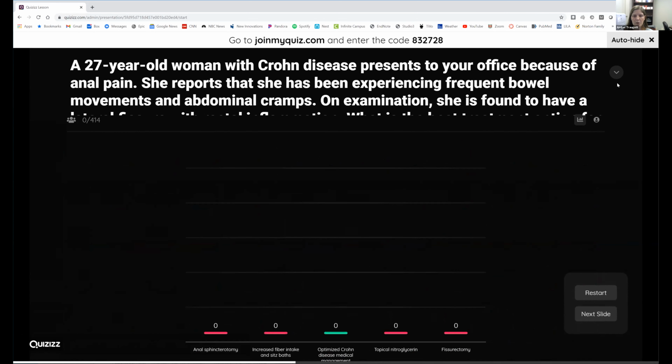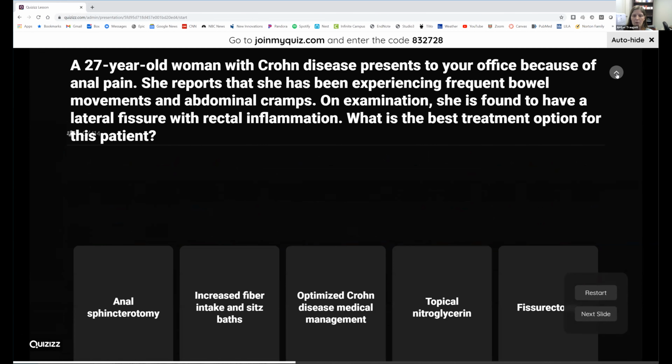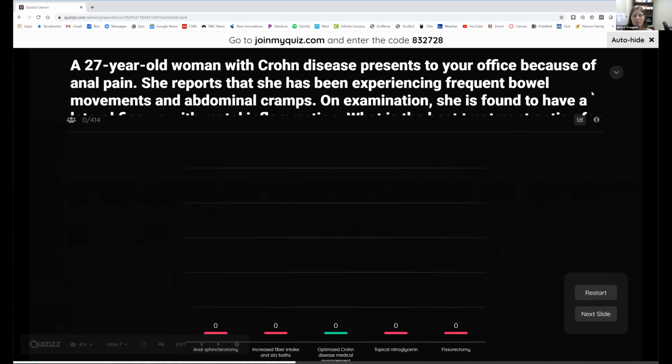All right, so our patient with Crohn's disease and anal pain, the correct answer is optimized Crohn's disease medical management. So what is described here is an atypical fissure, and when approaching your ABSITE, you want to consider that when you're presented with an atypical fissure, it usually means some sort of inflammatory or infectious process and not typical fissure disease. And so you want to consider that your treatment may not be what we would normally do for typical fissure disease because it's a different pathogenesis.